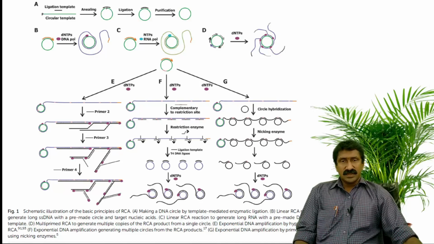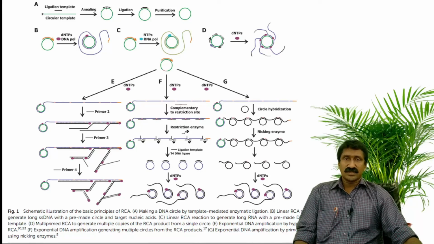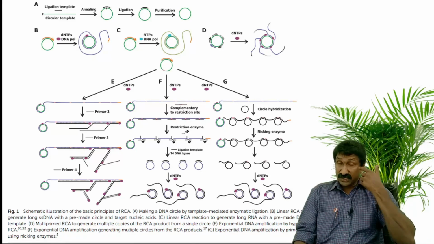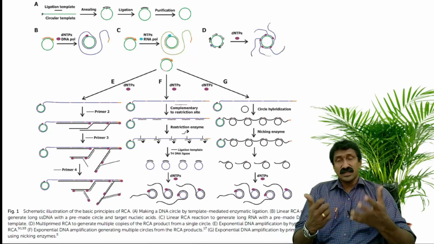In this case, we are using a nicking enzyme for breaking down the initial RCA amplification product, and that will be circularized. Then a primer can be bound over a template or a circular template. Then dNTPs are used for amplifying these templates. So this is exponential DNA amplification by primer generation using nicking enzymes. That is another possibility, another method of RCA amplification. And in all these methods, the initial template is amplified in sufficiently larger quantities.